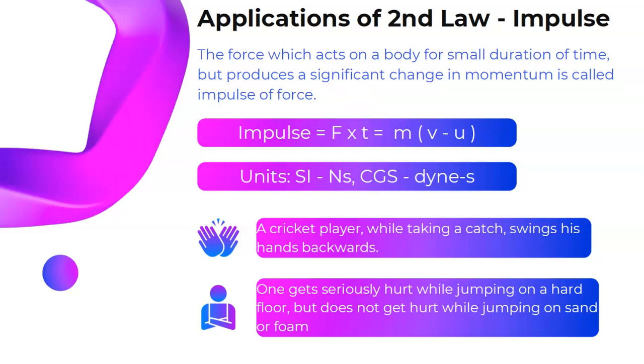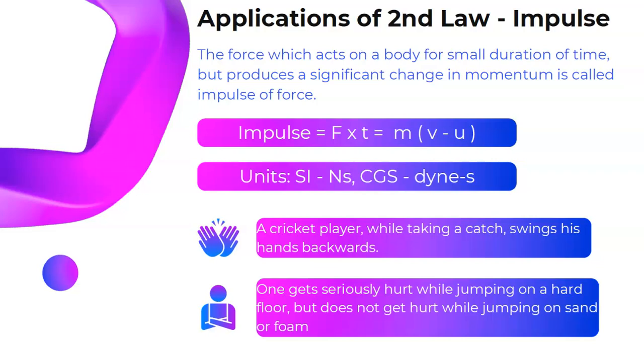Conversely, if time increases, then the force acting on the object will decrease. So coming to the same example of the cricket player, when he is taking the catch, he is swinging the hands backwards. When he does that, he is actually giving himself some time to absorb that impact of the ball, to absorb the force of the ball. So when he swings his hands backwards, the time interval increases and the effect of force on his hands decreases, and hence he does not get hurt.